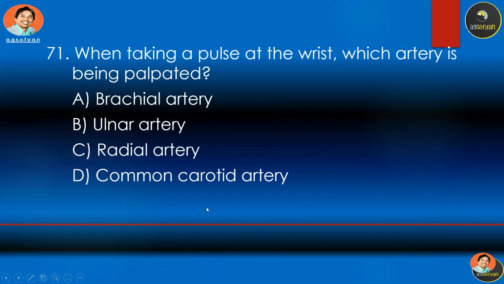When taking a pulse at the wrist, which artery is being palpated? A, B, C, or D? Okay, so it's going to be part of your wrist on the radial area. It's called the radial artery that will be used for palpation.